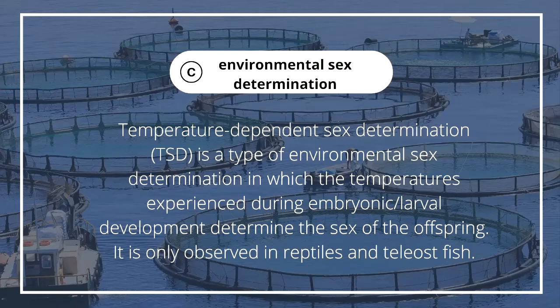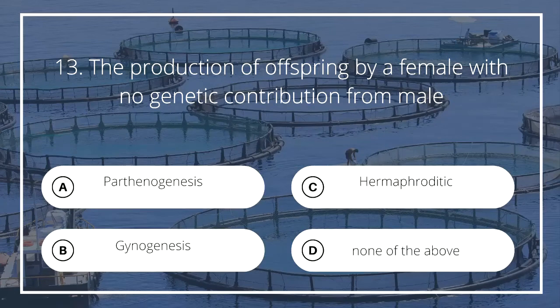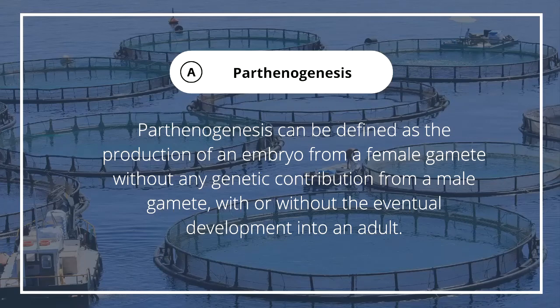Number 13. The production of offspring by a female with no genetic contribution from the male. A. Parthenogenesis. B. Gynogenesis. C. Hermaphroditic. D. None of the above. Answer: A. Parthenogenesis. Parthenogenesis can be defined as the production of an embryo from a female gamete without any genetic contribution from a male gamete, with or without the eventual development into an adult.